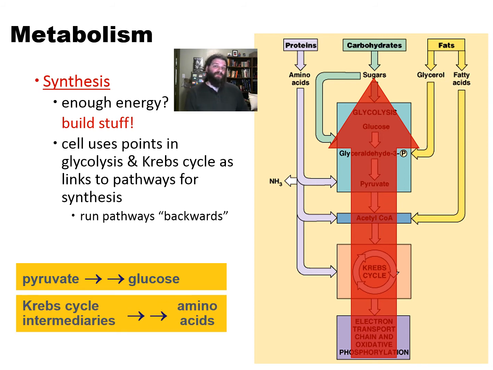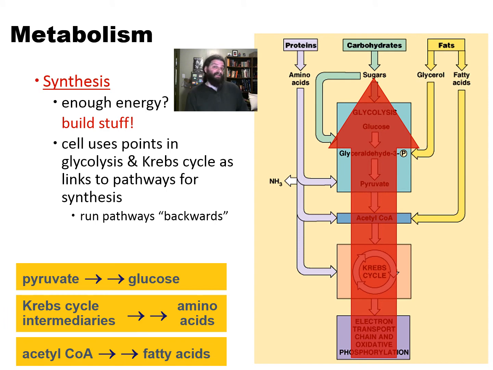I could take some of those Krebs cycle intermediaries and I can actually turn that backwards and make them back into amino acids themselves. Or I could take the acetyl coenzyme A and turn those back into the fatty acids. And that way, if there's extra fuel molecules around, I can actually build some fat for later on.